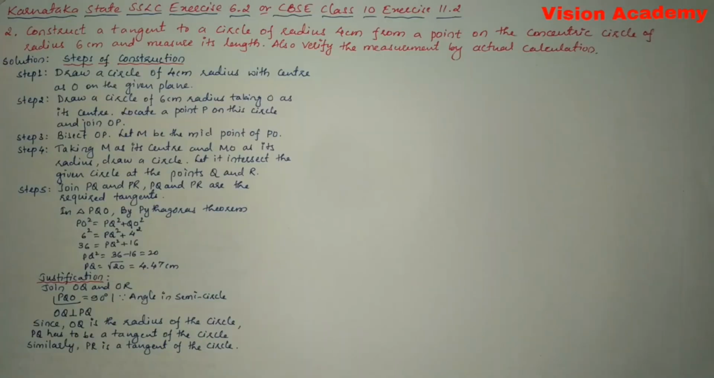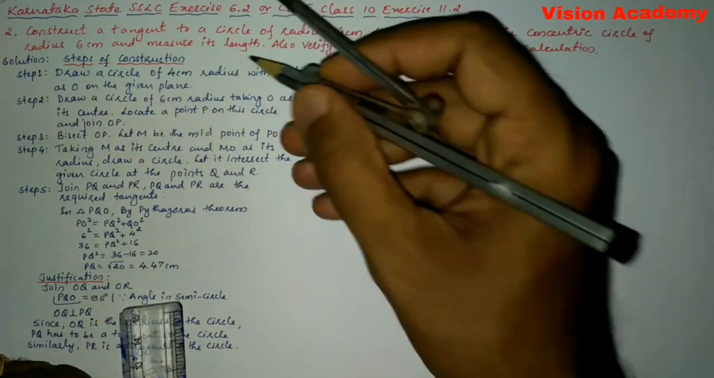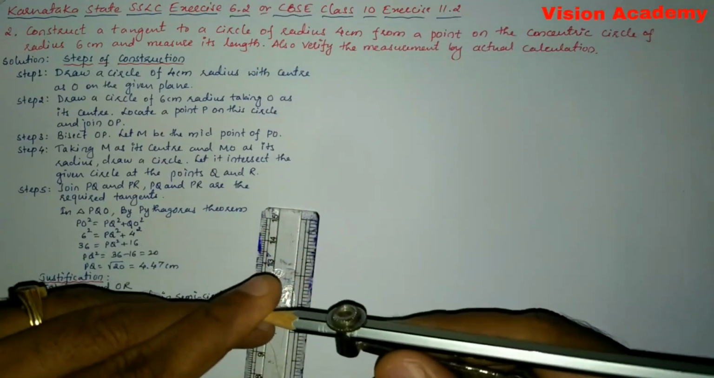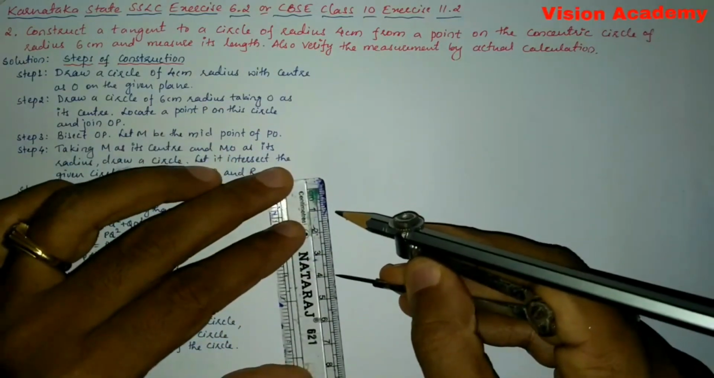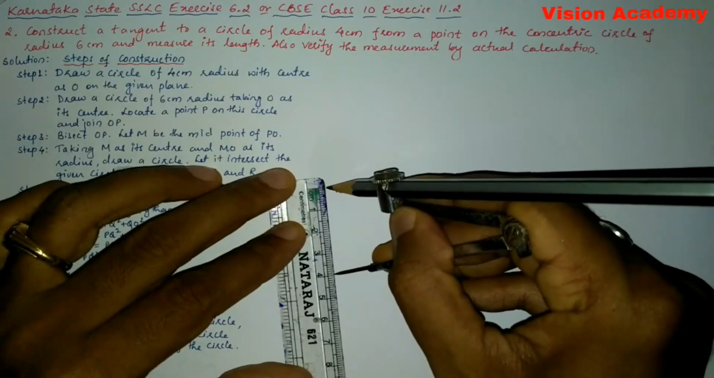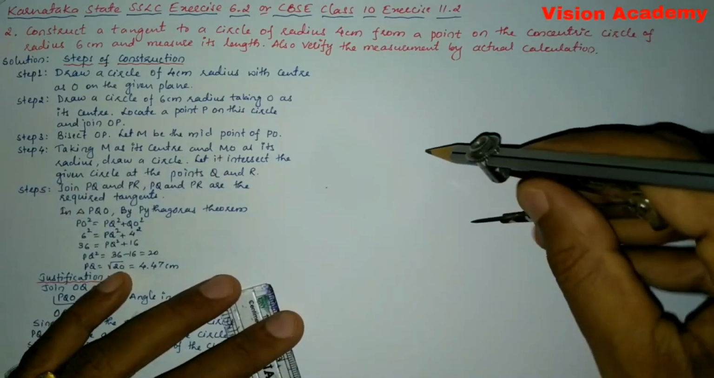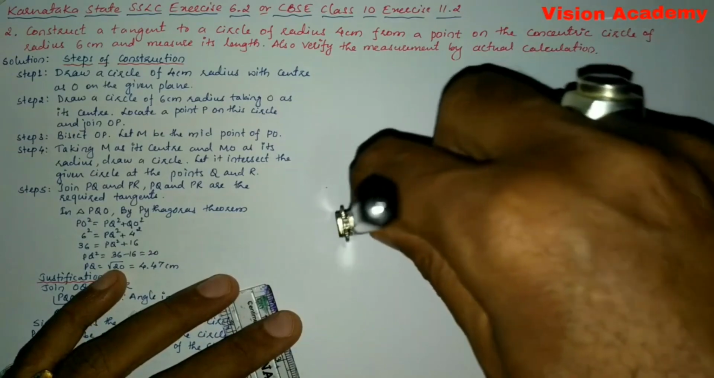Question number 2. Construct a tangent to a circle of radius 4 cm from a point on the concentric circle of radius 6 cm and measure its length. Also verify the measurement by actual calculation. Now let us go for the solution for the given problem. So let us read out the steps of construction. Here step 1. Draw a circle of 4 cm radius with center O on the given plane. So let us take 4 cm length in the compass and let us draw the circle here.